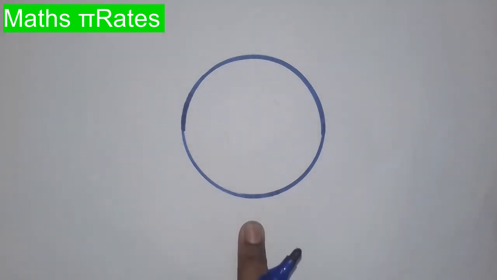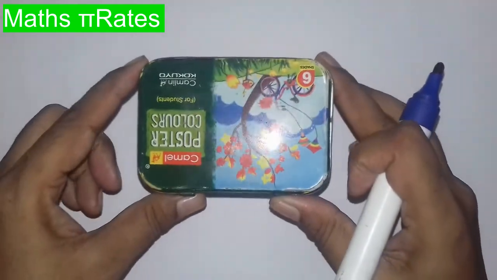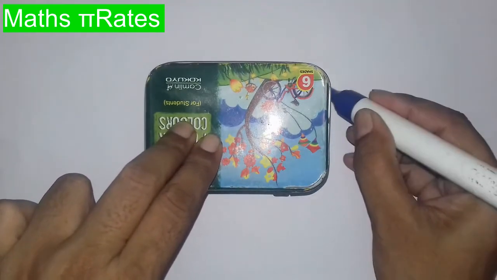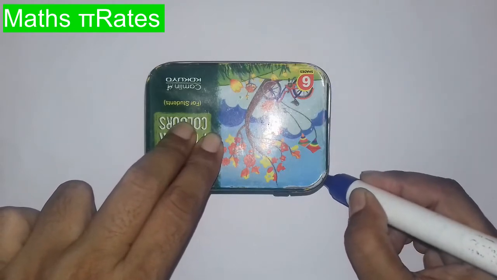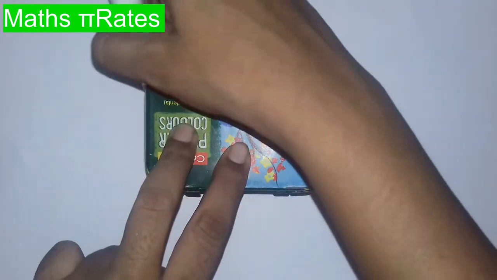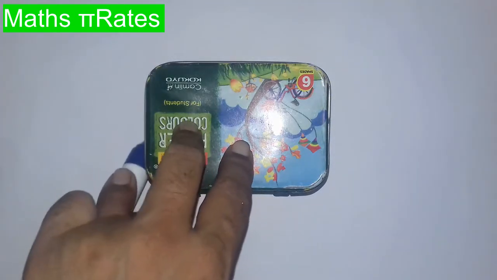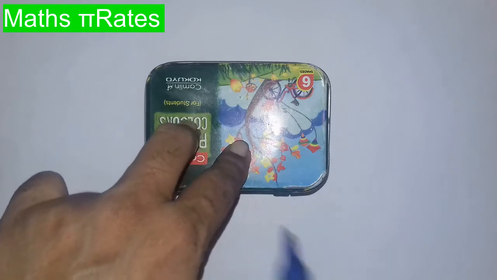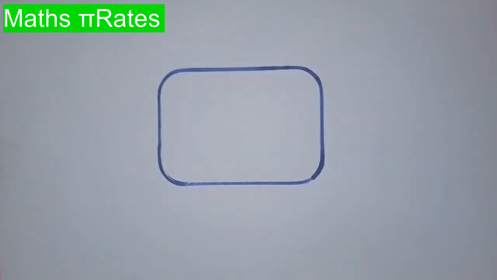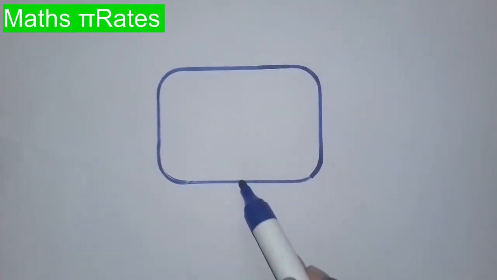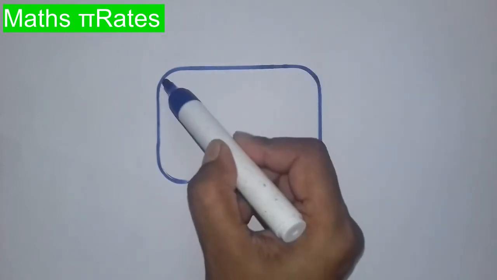Now we will trace another object. Now this is a color box. We will trace it. We will get this shape. This shape is made up of some straight lines and here few curved lines.